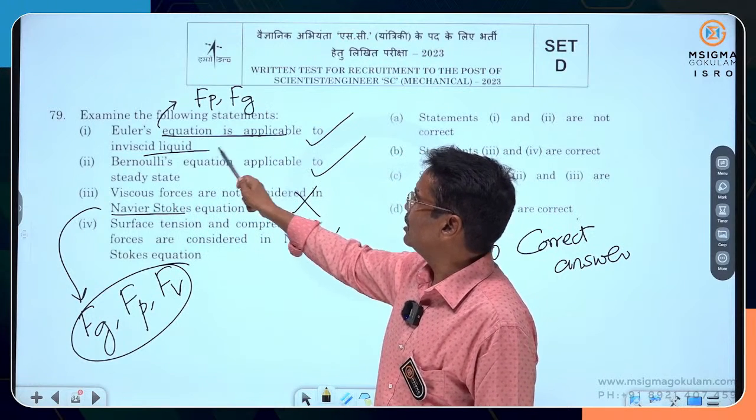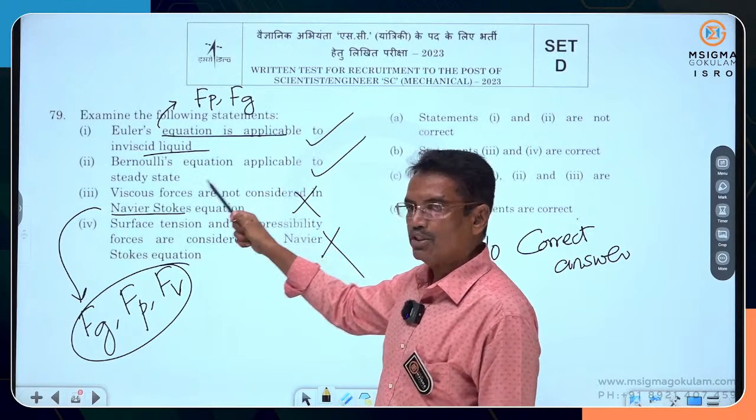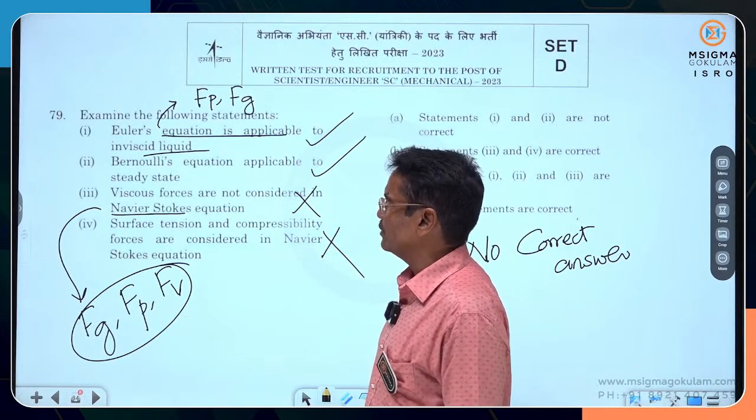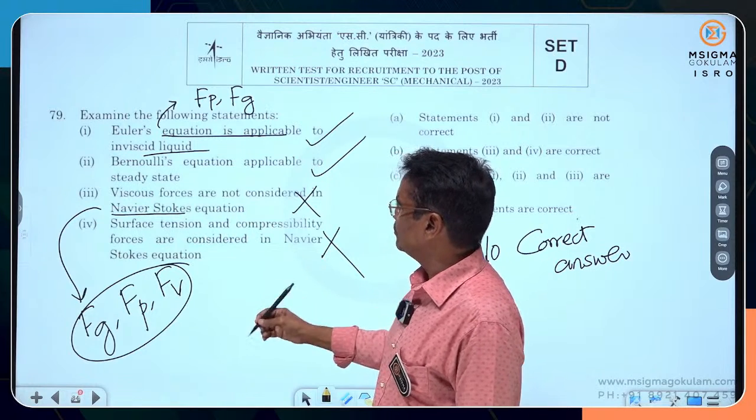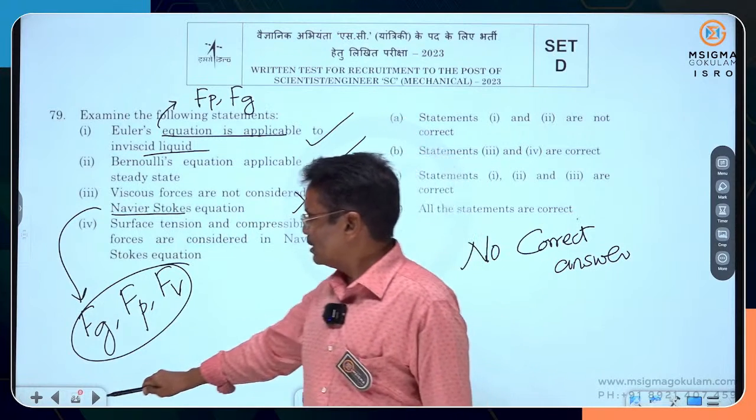Euler's equation is applicable to inviscid flow, that is correct. Bernoulli is applicable to steady state, that is also correct. 3 and 4 are wrong. So no answer is exactly matching that.